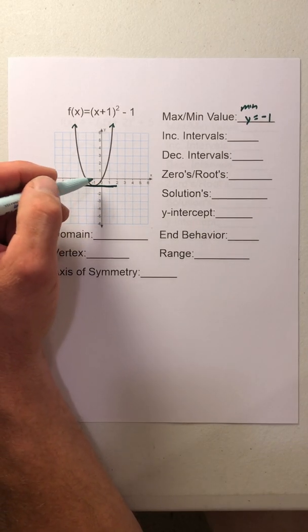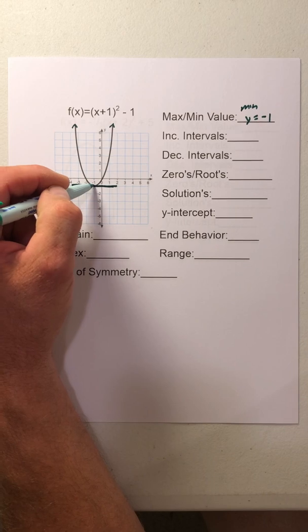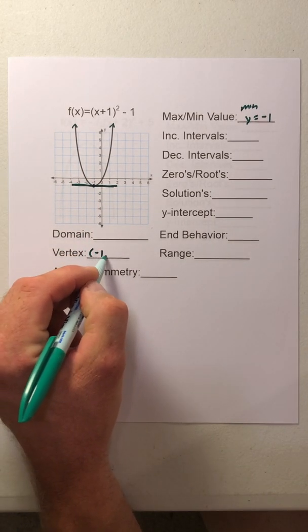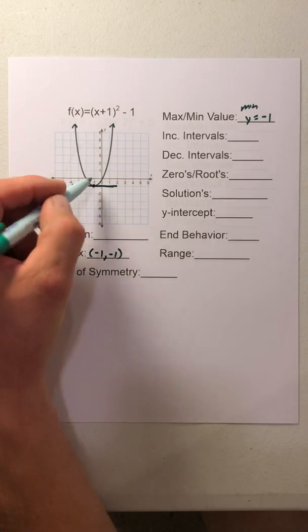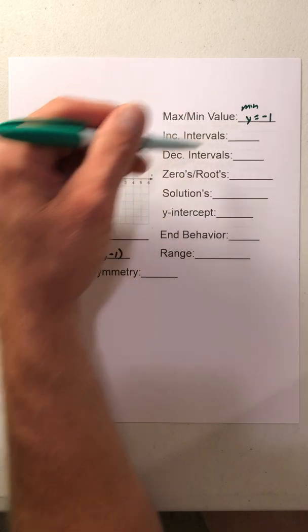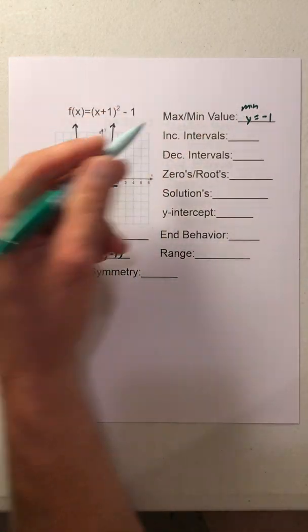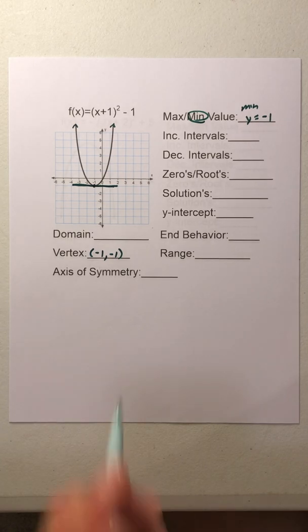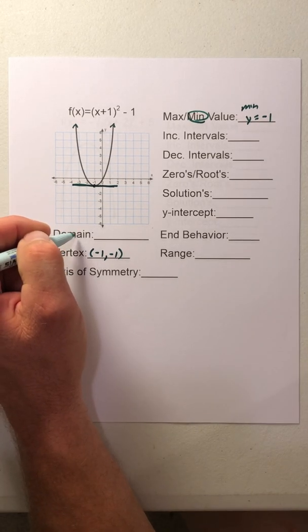This also, if we're talking about it, we might as well. We have that vertex, which is (-1, -1). Give me that point. So we should see that the vertex and the minimum and maximum value are going to correlate there. And if you want to circle minimum, you can. We can talk about the domain.